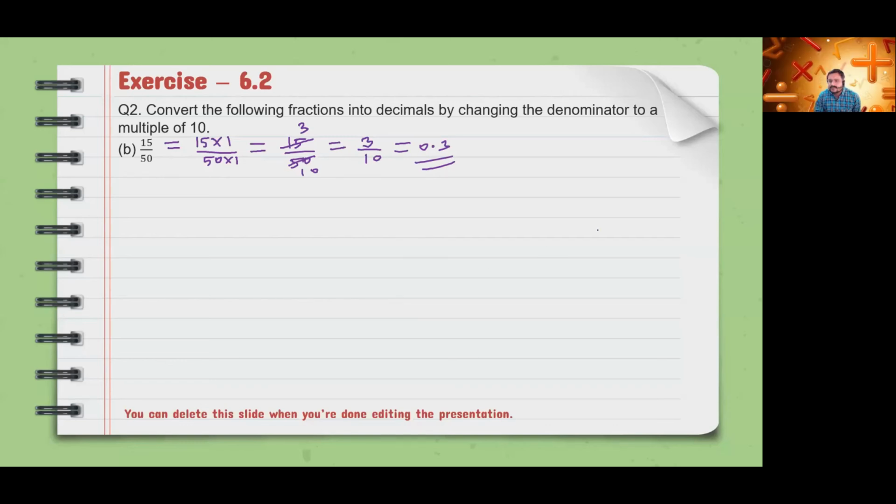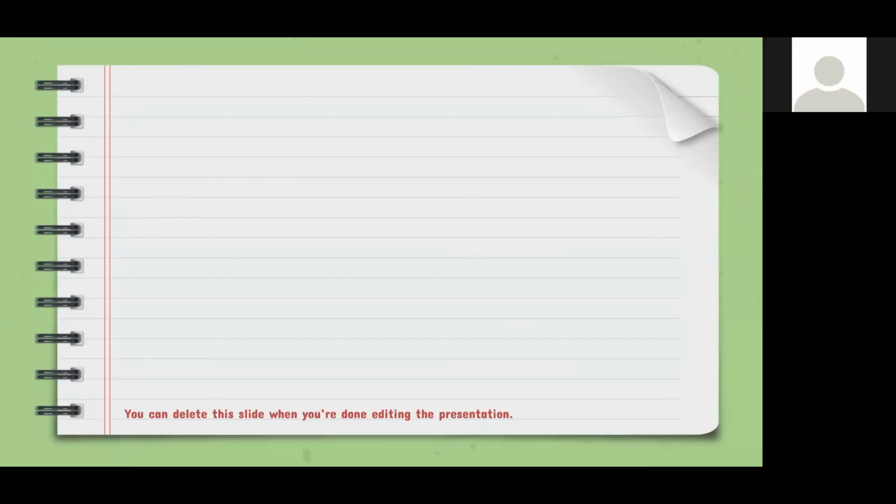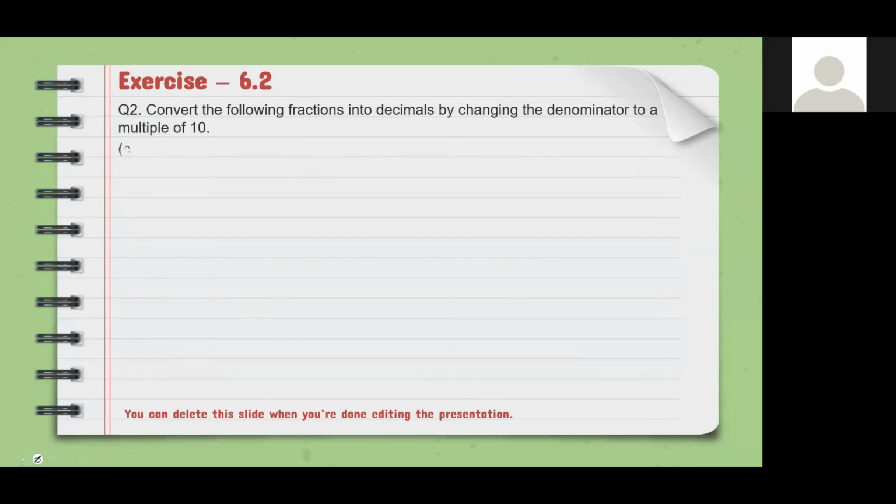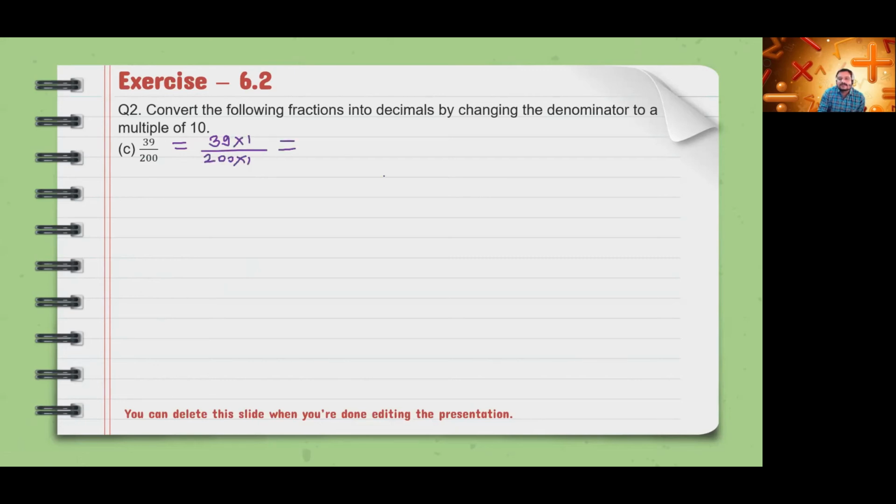Next one. Yes, Madhvi Loya. It is 39 by 200. So we will multiply 200 by 1 and 39 by 1 only. Next. So we have to divide it. 39 divided by 200.